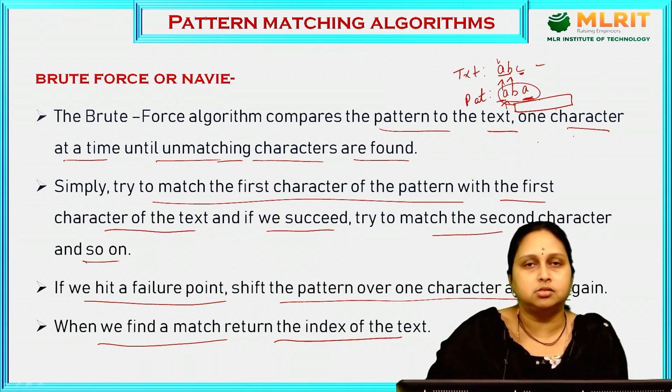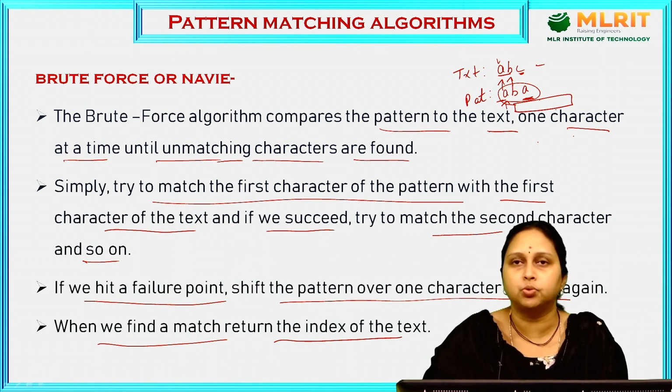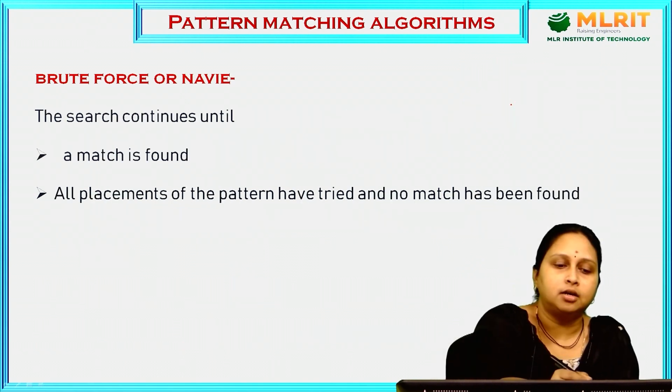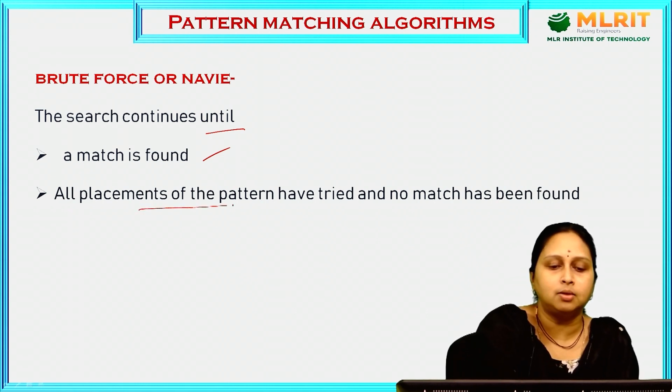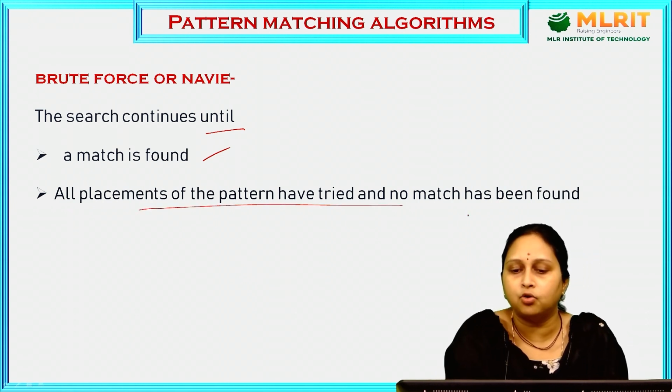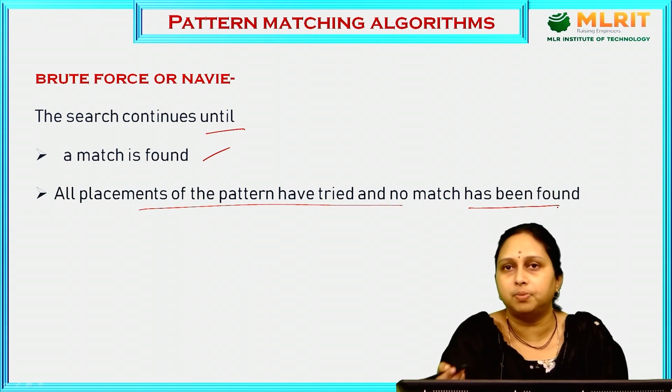Okay, this is how the brute force or naive pattern matching algorithm works. The search continues until a match is found. If all the placements of the pattern have been tried and no match has been found, right? Until the end of the text, we repeat the process, and then we say that the pattern is not present in the text.